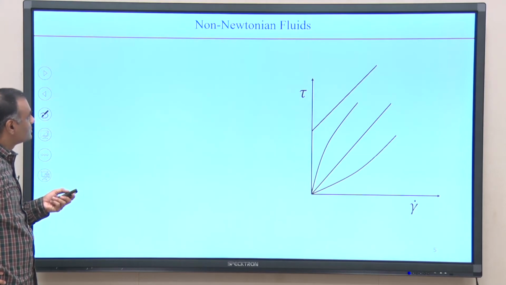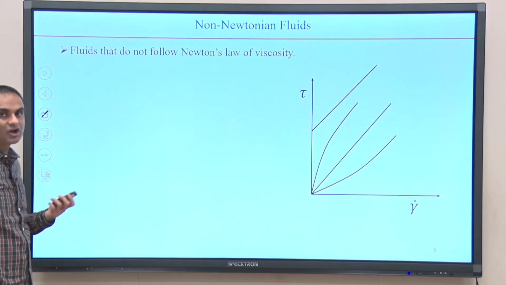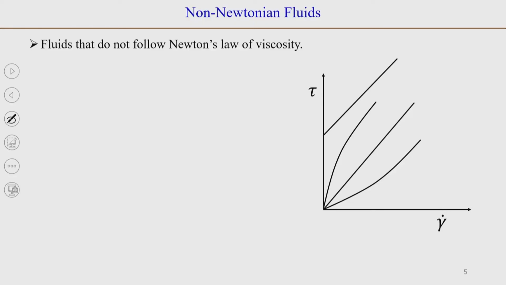Now, we talked about Newtonian fluids, and the fluids that do not follow Newton's law of viscosity, we group together as non-Newtonian fluids. So, for the fluids for which there is no direct proportionality between tau and gamma dot, between shear stress and rate of strain, those fluids are called non-Newtonian fluids. As we see on this graph, there can be different instances in which the relationship is not linear or it does not pass through the origin.